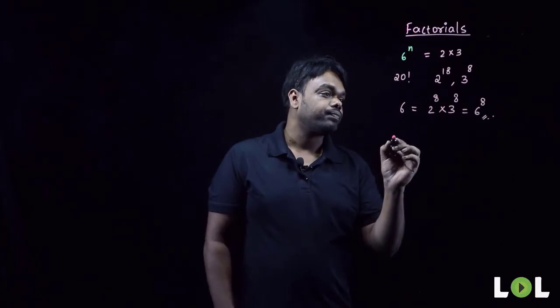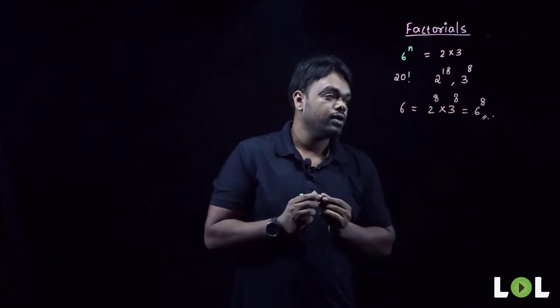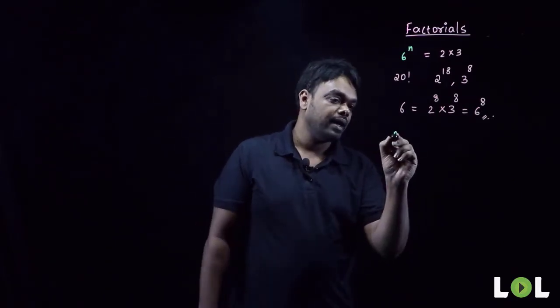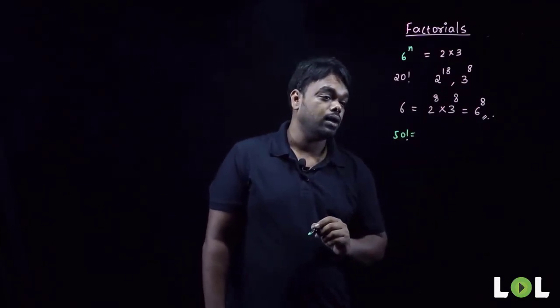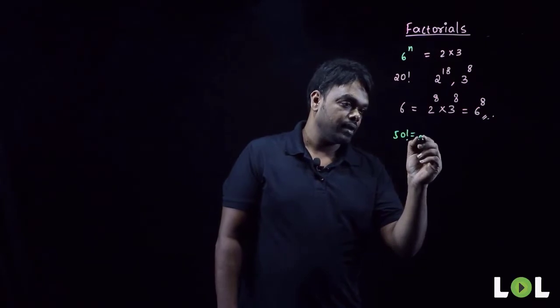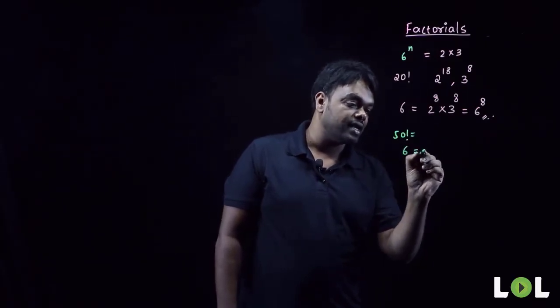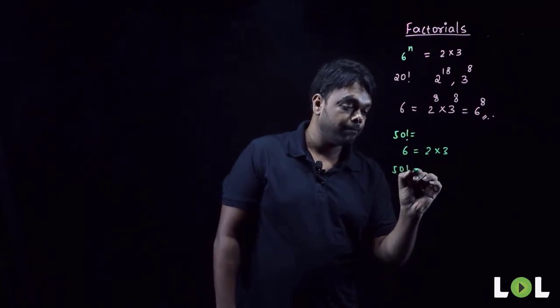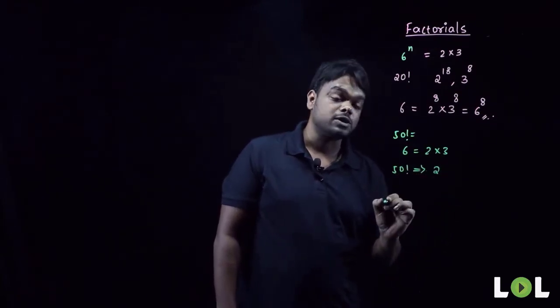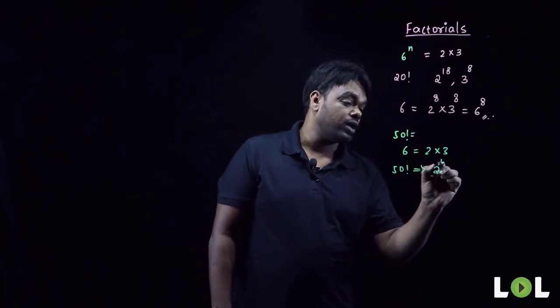Suppose if we talk about 50 factorial. In 50 factorial, what is the highest power of 6? Now again, we know that 6 can be written as 2 into 3. In 50 factorial, what is the highest power of 2 we had? 47.